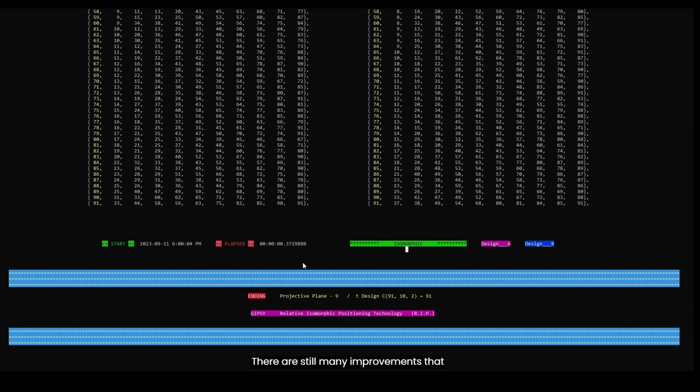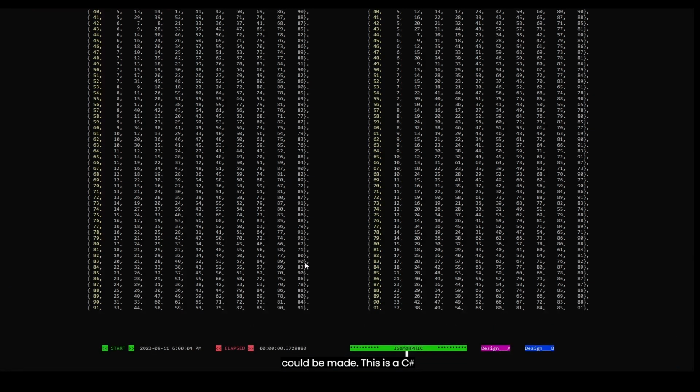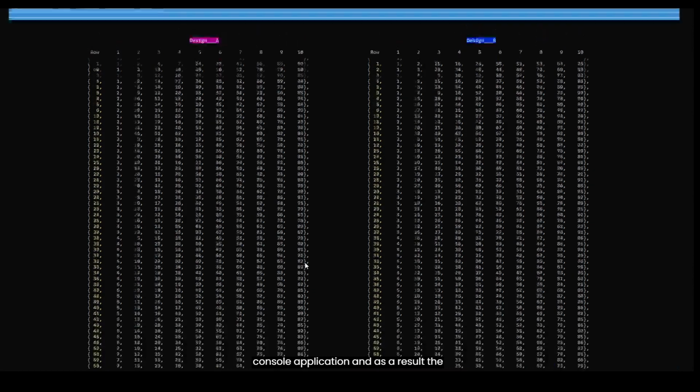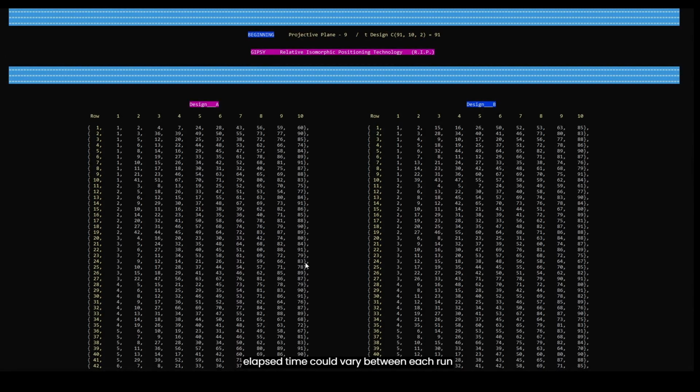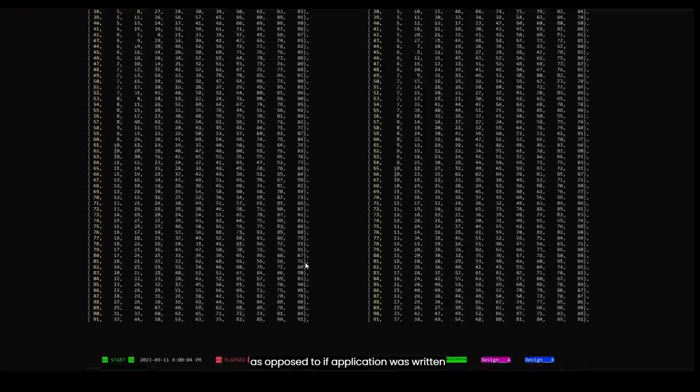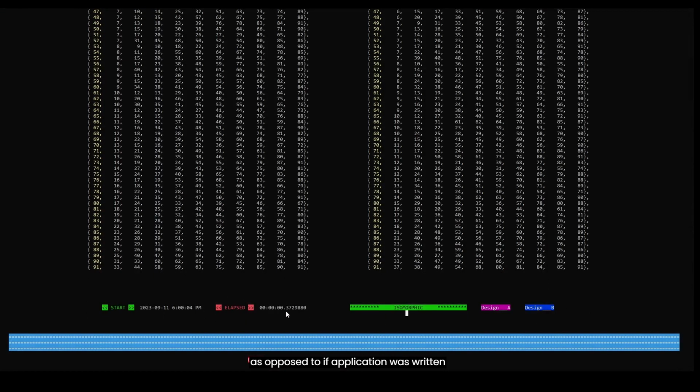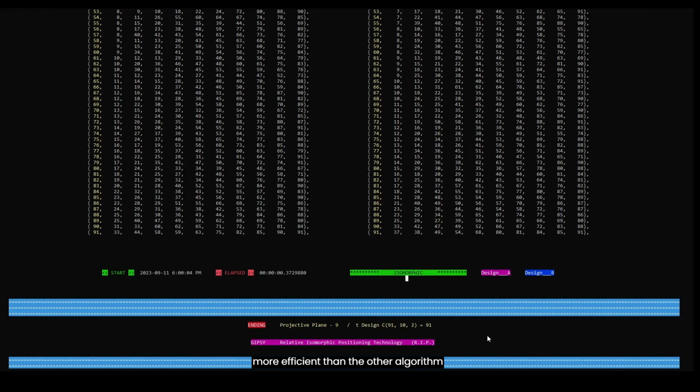There are still many improvements that could be made. This is a C# console application, and as a result, the elapsed time could vary between each run as opposed to if the application was written in C++ or assembly language. But as it stands right now, the program is far more efficient than any other algorithm on the market.